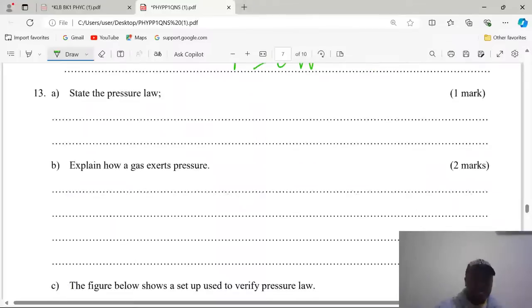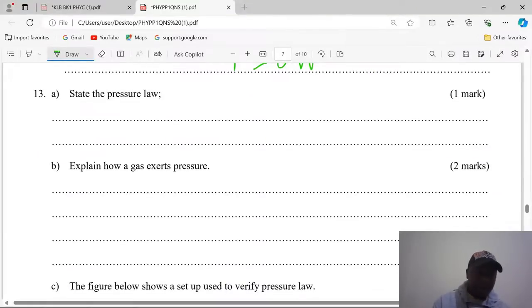Number 13. Remember, we are winding up. State the pressure law. The pressure law of an ideal gas states that for a fixed mass of a gas, you should be taking down dictation. For a fixed mass of a gas, the pressure is directly proportional to the absolute temperature, provided that the volume is kept constant.